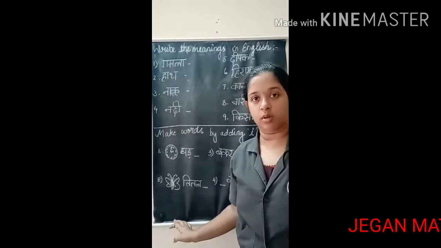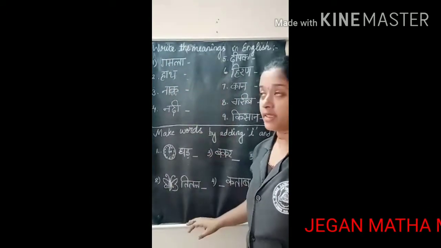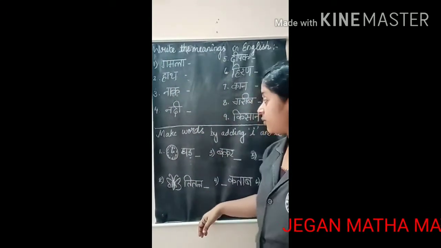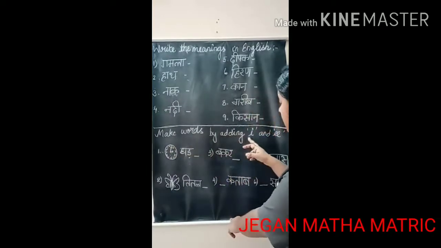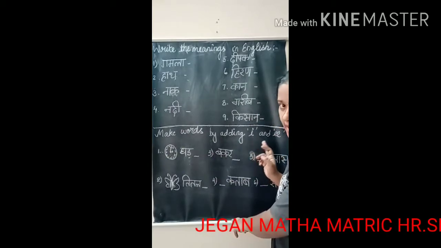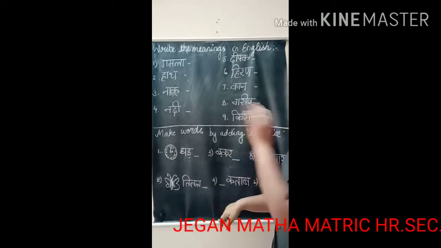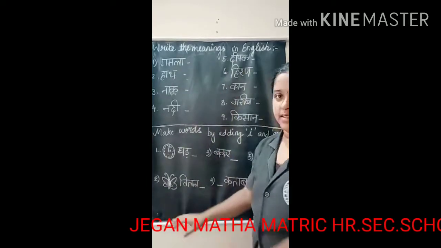Today we will learn about two new topics: first, write the meanings in English, and second, make words by adding the symbols of E and E. Okay, now let's see the first one. That is, write the meanings in English.